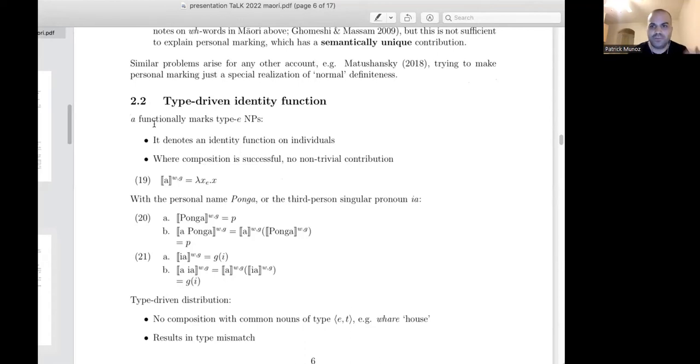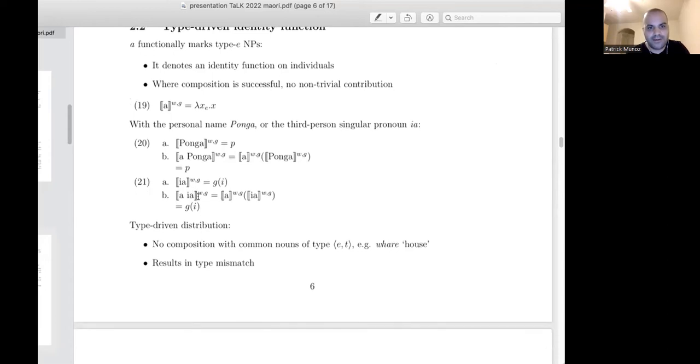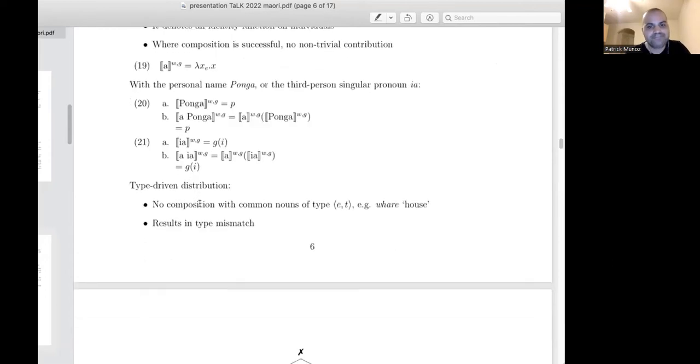So one is that a just marks referential expressions. So we can just cast it as a kind of type marker. It composes with type e things and returns the very same thing. So it's a null marking that combines only with referential expressions. So it denotes an identity function on individuals, let's say, and where composition is successful, there's no non-trivial contribution of the article. So it just takes an individual and gives it right back. So take your standard account of names or pronouns. If a name is just a constant, the personal name Ponga denotes Ponga, and then a will just give you Ponga back. Likewise with ia, which is he or she, you get back whatever the variable gives you, right?